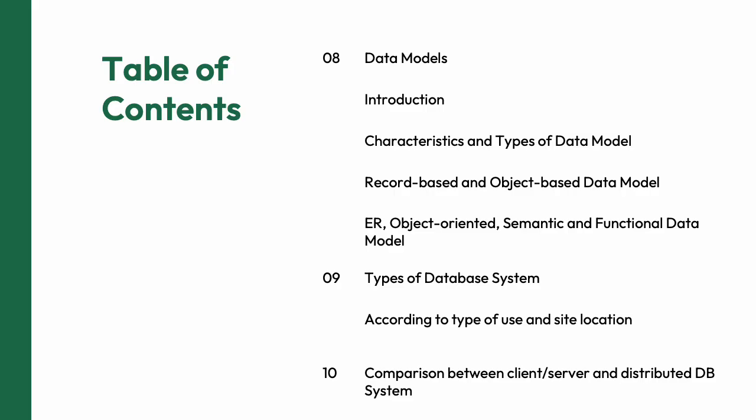And after that, we'll move to the discussion about the types of database system. And we will see some of the types according to the type of use and the site of locations. And at the end of the chapter, we will compare the client-server and the distributed database system.